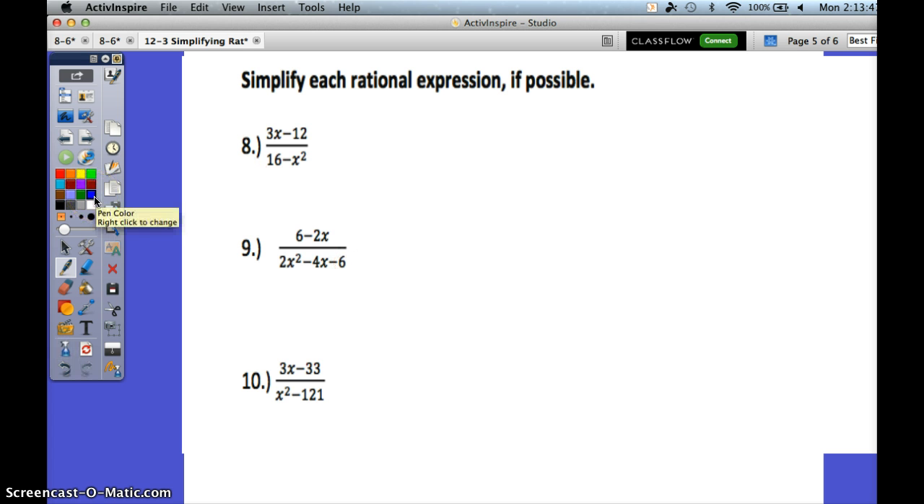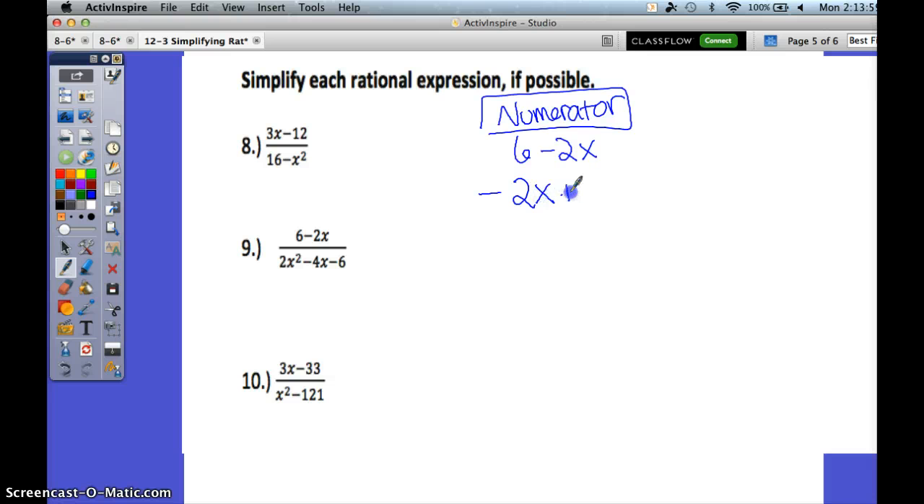Number 9, let's first do our numerator, which is 6 minus 2x. So remember, first put it as negative 2x plus 6. Factor out the negative, so you have negative when you divide by negative 1. And then 2x minus 6. Oh, but I see GCF of 2 there. So we have negative 2 times the quantity x minus 3 when you factor out your 2.